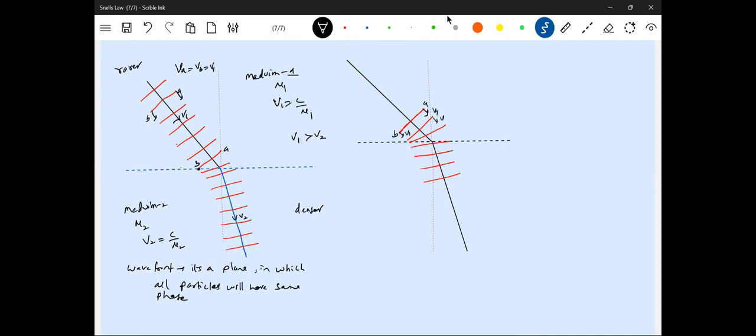V1, V1, V1, V1. It will be V2, V1. Now V2, V2. So V1 is greater than V2.